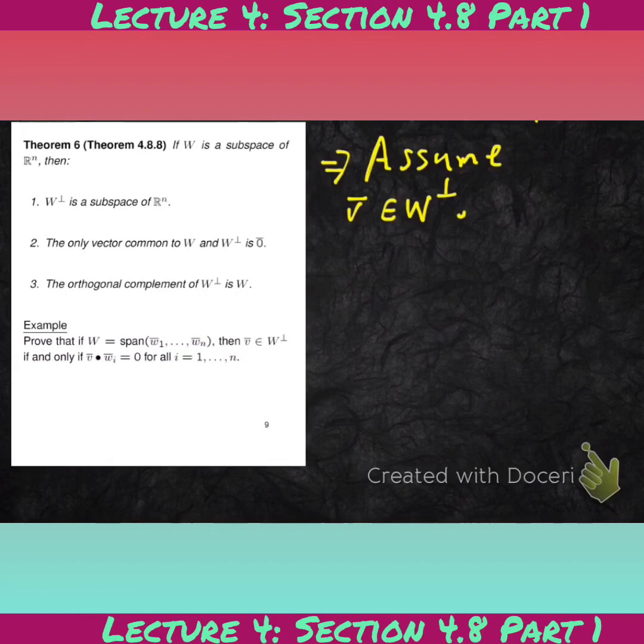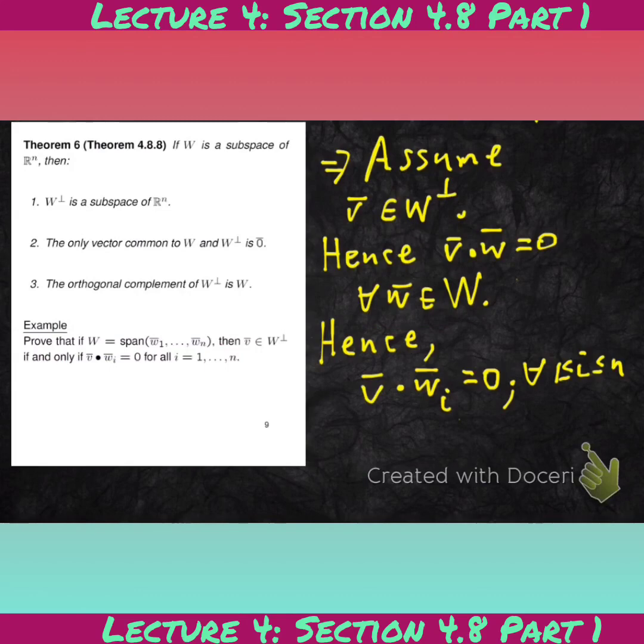And what does it mean for V to be in the orthogonal complement of W? It means V is orthogonal to every vector in W. So that means the dot product of V with W bar is 0, and it is true for all W bar in capital W. Now this implies that V is orthogonal to every Wi.